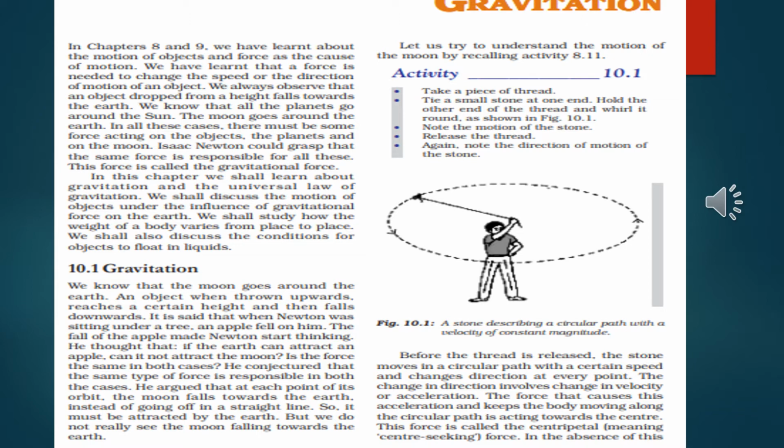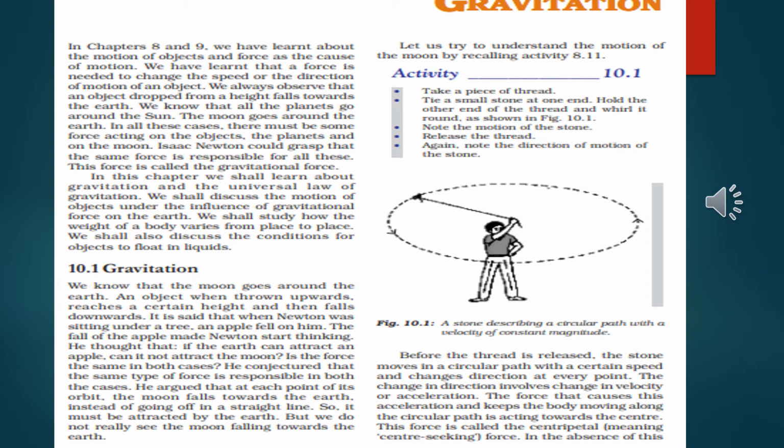This is the question. Is the force the same in both cases? He conjectured that the same type of force is responsible in both the cases. Then why is the moon not falling on the surface of the earth? Because moon is more massive. So according to Newton, in both cases the same force is acting, in case of the apple and in case of the moon, but why is the moon not falling?